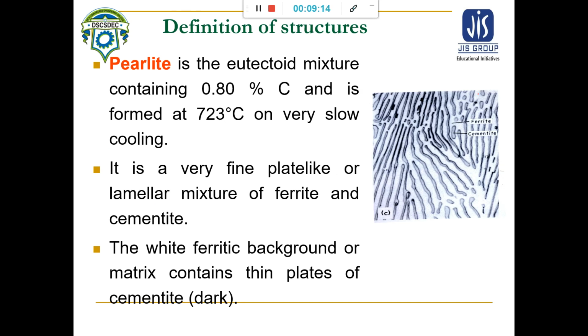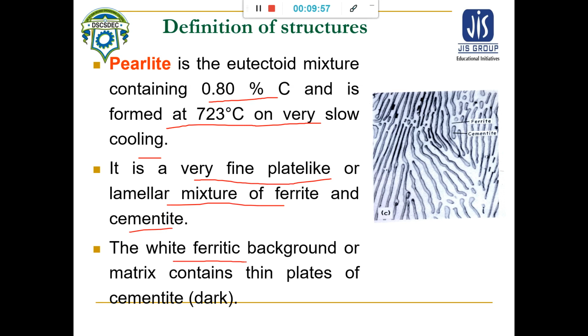Now pearlite is the eutectoid mixture. It is a mixture, that means more than one solid solution is there. Pearlite is made of ferrite and cementite. It is a reaction mixture, made after a reaction. It contains 0.80% of carbon, and it is formed at 723 degrees Celsius on very slow cooling. It is a very fine plate-like or laminar mixture of ferrite and cementite.